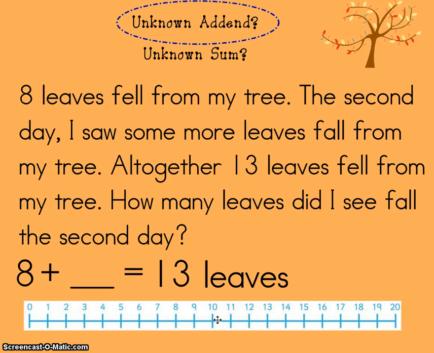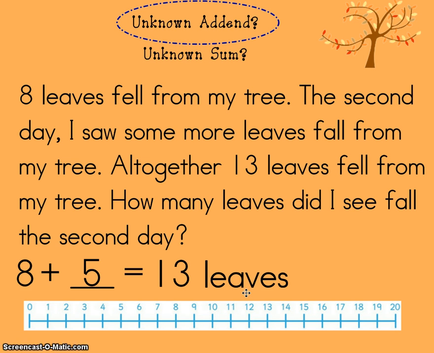1, 2, 3, 4, 5. I'm going to do it one more time just to make sure I didn't make any mistakes. Start at 8. 1, 2, 3, 4, 5. It took 5 hops to get from 8 to 13. So I know that my missing addend must be 5. 8 plus 5 equals 13 leaves.